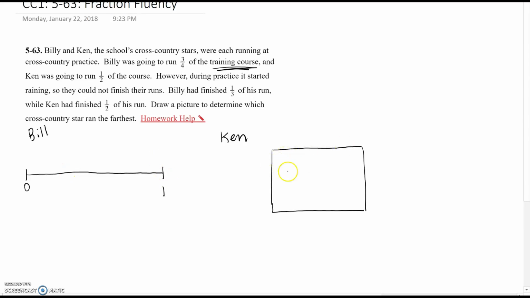And here I would shade in this entire rectangle if Ken had finished the entire course. But let's take it piece by piece. So Billy was going to run 3/4 of the course.